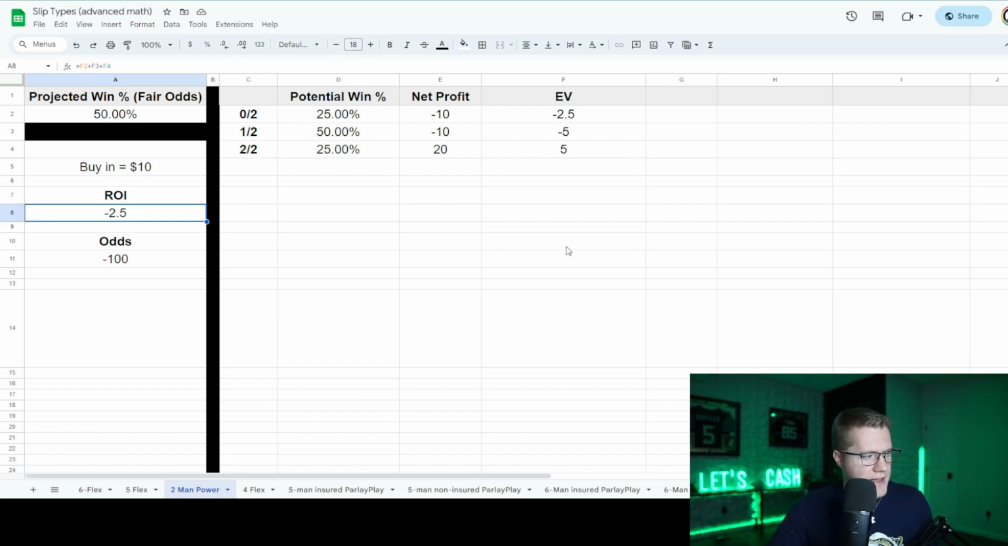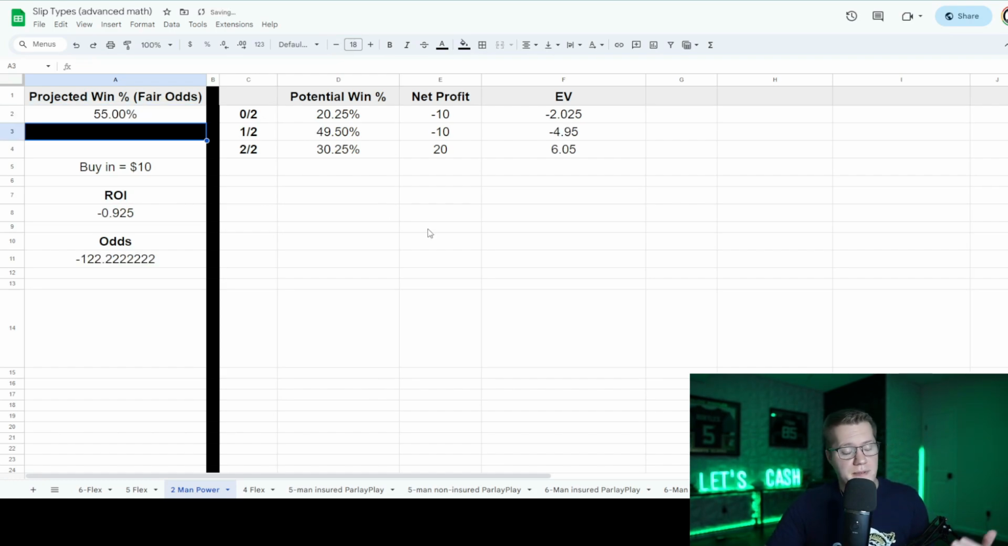So in order to do that, we really have to break down the math and look at the payouts overall and find the best bang for our buck slip type. And it's not the two-man powers, because if we look at this, and I only know this because I've done this a million times, if we're hitting every prop at a 55% hit rate for two-man powers, I'm still not breaking even. We're showing you the true win percentage if you're hitting each one of your player props 55% of the time. You're not going to break even. You're just not. Showing the ROI of minus 0.9.